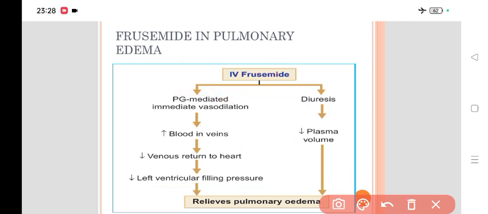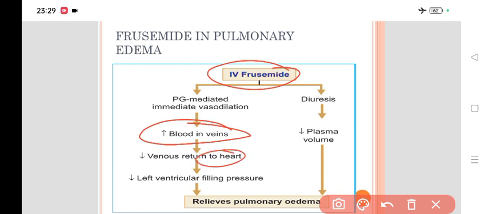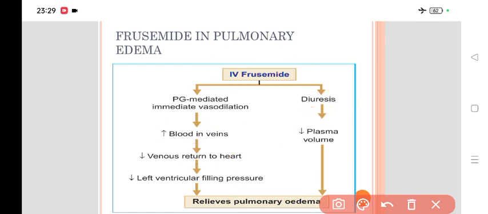How come? We'll see one more time. IV furosemide causes prostaglandin-mediated vasodilatation, so there is an increase in the blood in the veins, decreasing venous return to the heart and left ventricular filling pressure, and that's how it relieves the pulmonary edema. IV furosemide also causes diuresis directly. It decreases plasma volume, blood volume, venous return to the heart, and left ventricular filling pressure, and that's how it relieves the pulmonary edema.